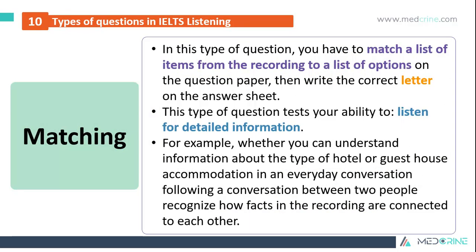The next question type is the matching questions. In this type of question, you have to match a list of items from the recording to a list of options on the question paper. Then you write the correct letter again on the answer sheet. This type of question tests your ability to listen for detailed information. For example, whether you can understand information about the type of hotel or guest house accommodation in an everyday conversation, following a conversation between 2 people, and recognizing how facts in the recording are connected to each other.